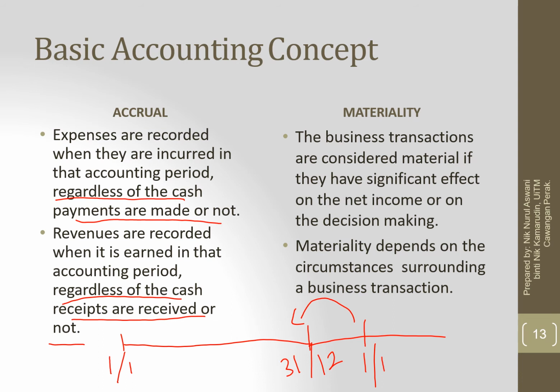What is meant by a material business transaction? A material business transaction, in other words, is an important business transaction, such that if you forgot to report the transaction, it can alter the decision making of the financial statements user. Alright, let's look at the next one.